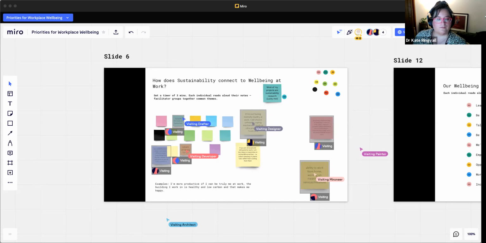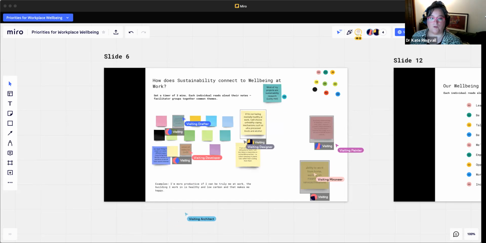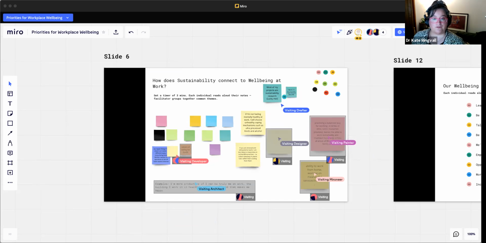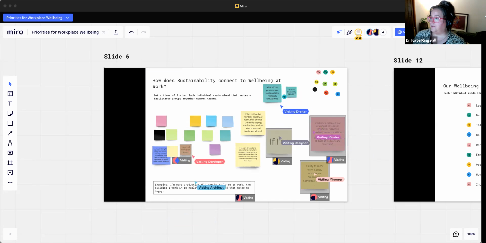Good. You can write more than one, or you can write them all in one post-it note. However you want to do it, doesn't matter.